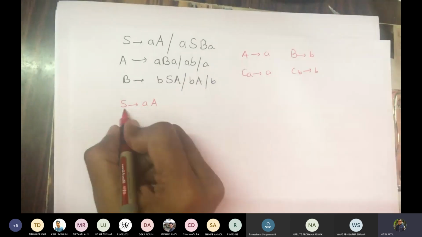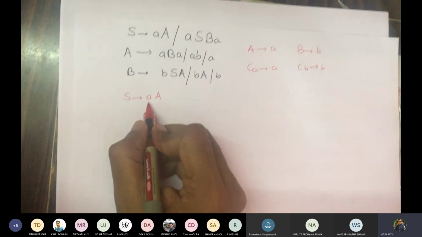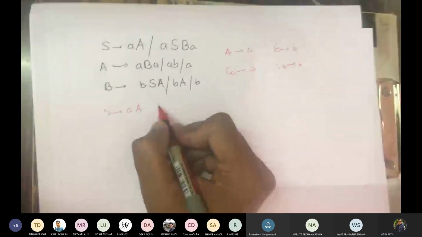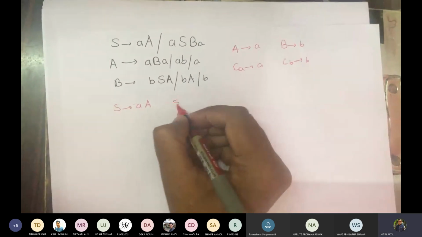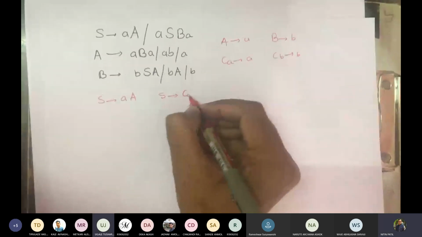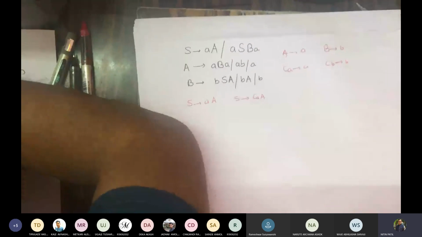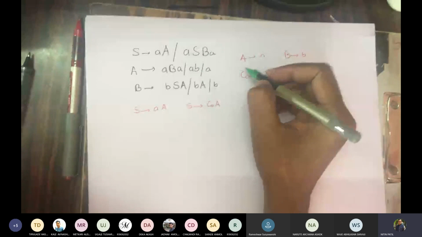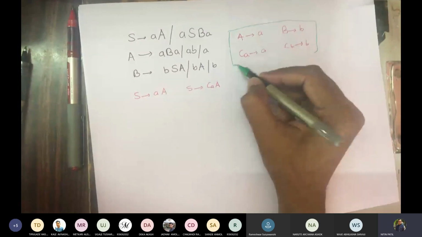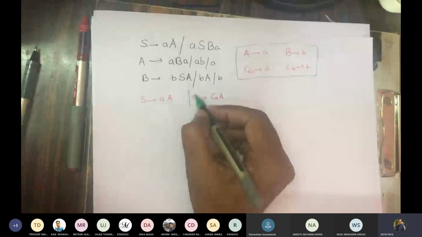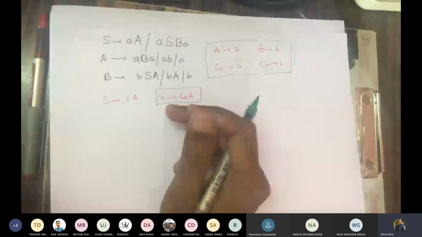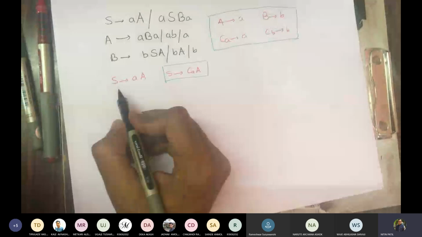Now let us take the example S gives aA. I will replace this occurrence of small a with what should I write? CA. CA and A, CAA. Very good. So we got this, and I will say this is in required form. Each one that I get in the required form, I will mark it by a green border so that we can say that it is of the required form. So I also got this one in required form.